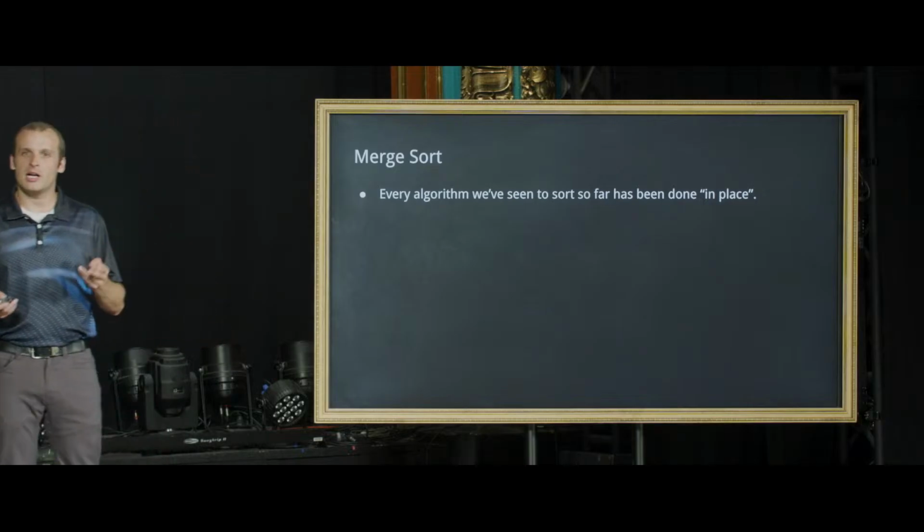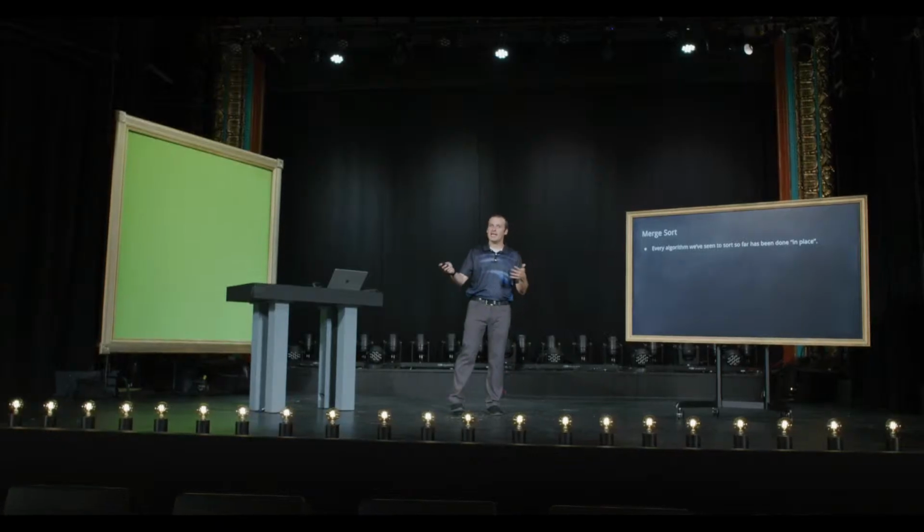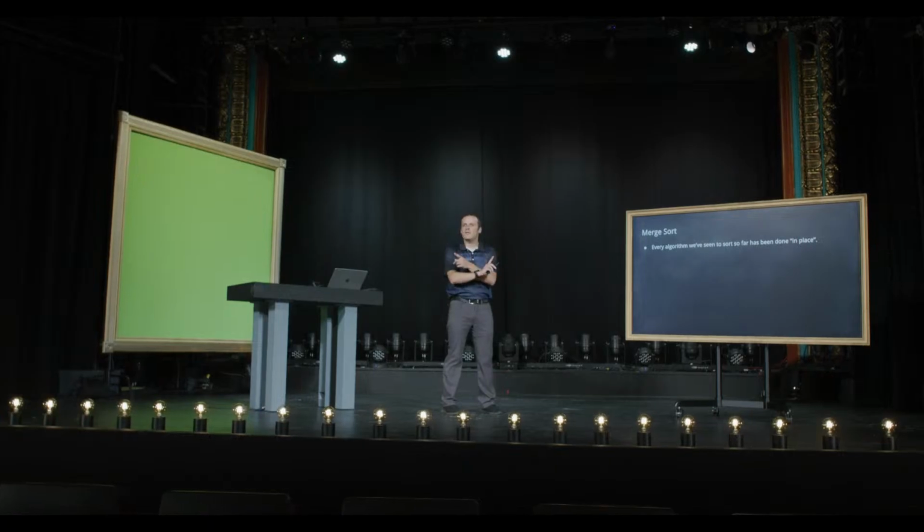Every algorithm, like I said, we've talked about, has been done in place. We're working on that same array. We're just exchanging values, or we're rearranging values, or we're pushing values to the end. In merge sort, we can't do that. We can't just use that same one single array of 6 elements over and over.